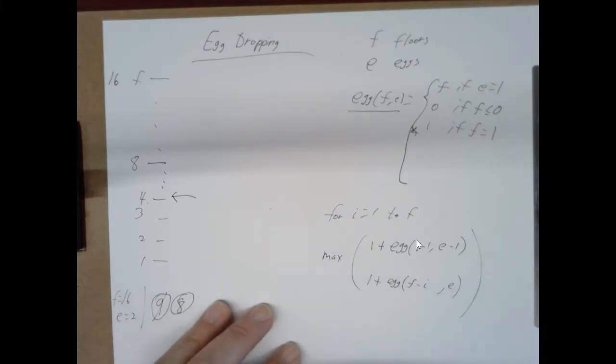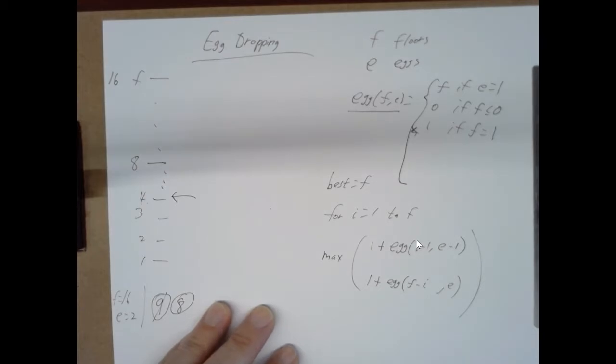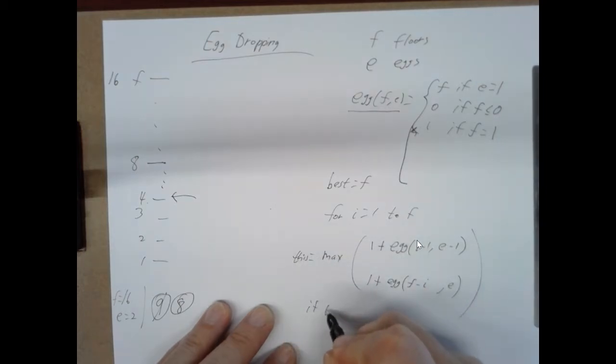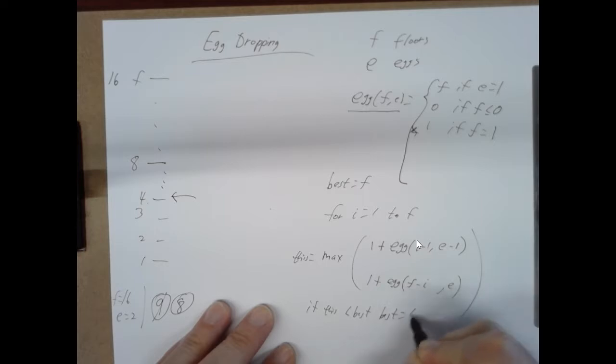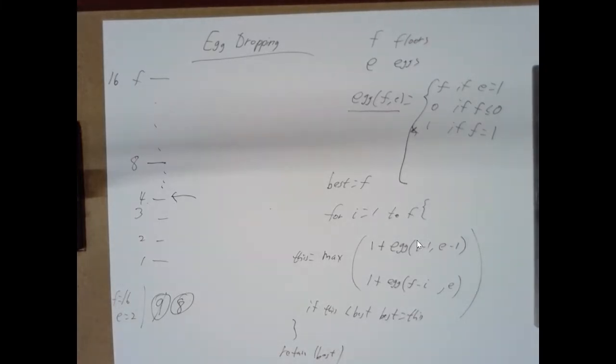So we want to find the best floor to start with, so set something like best equals however many floors, because we know that's our worst case. So this equals max. If this is less than best, set best equal to this. That's the end of our loop. Return best. And that's a straight dynamic programming implementation of the algorithm.